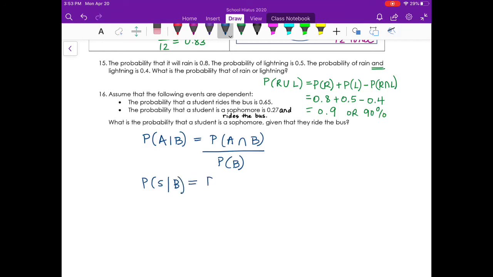So we're looking for the probability that the student is sophomore given that they ride the bus. So the probability of sophomore intersect riding the bus over the probability that the student rides the bus. So the probability that they're a sophomore and ride the bus is 0.27, and the probability that they ride the bus is 0.65, and then you'll just divide 0.27 by 0.65 to get 0.42, or a 42% chance that the student is a sophomore given that they ride the bus.